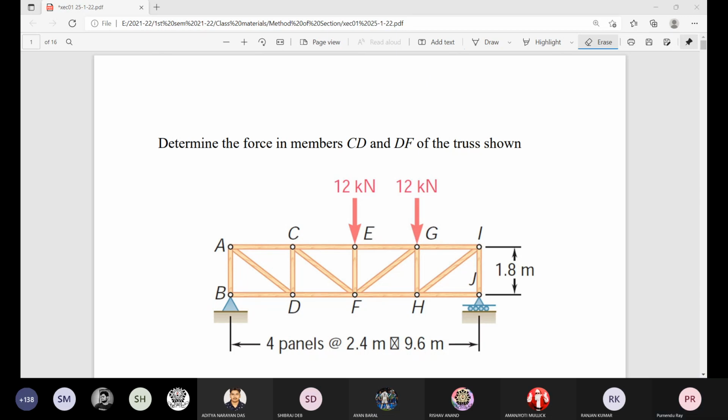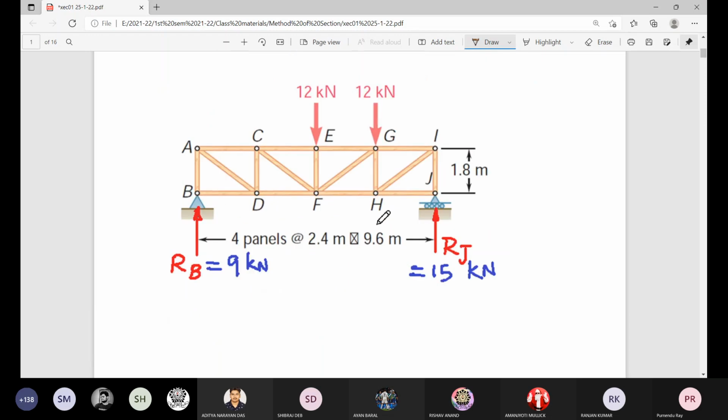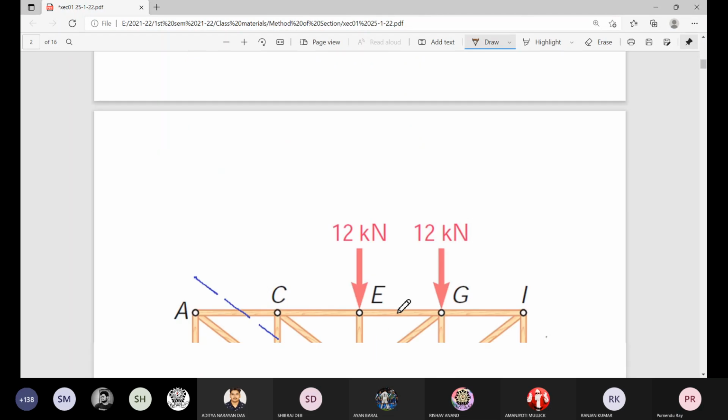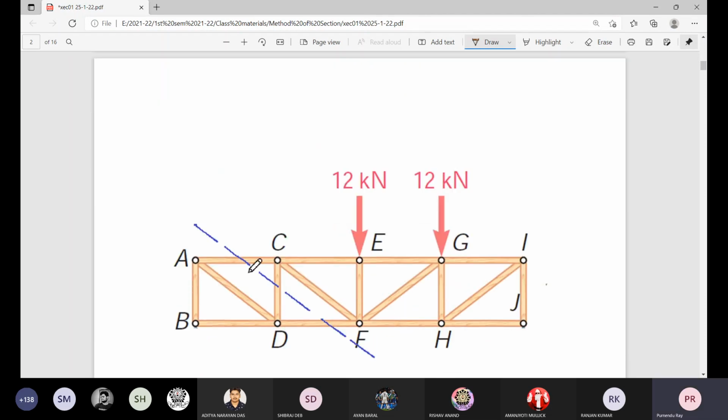Okay, so let us go back to that. Now, after this determination of this reaction, what we do? We consider a section which includes the members which have been asked to solve, members CD and DF.